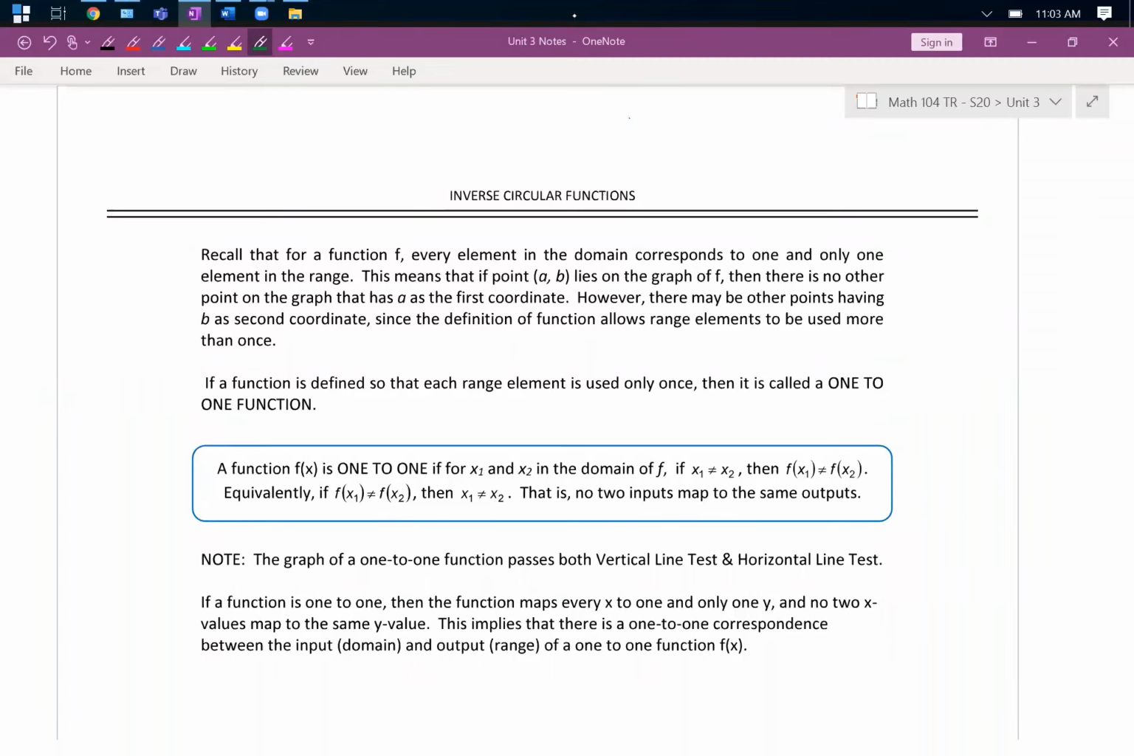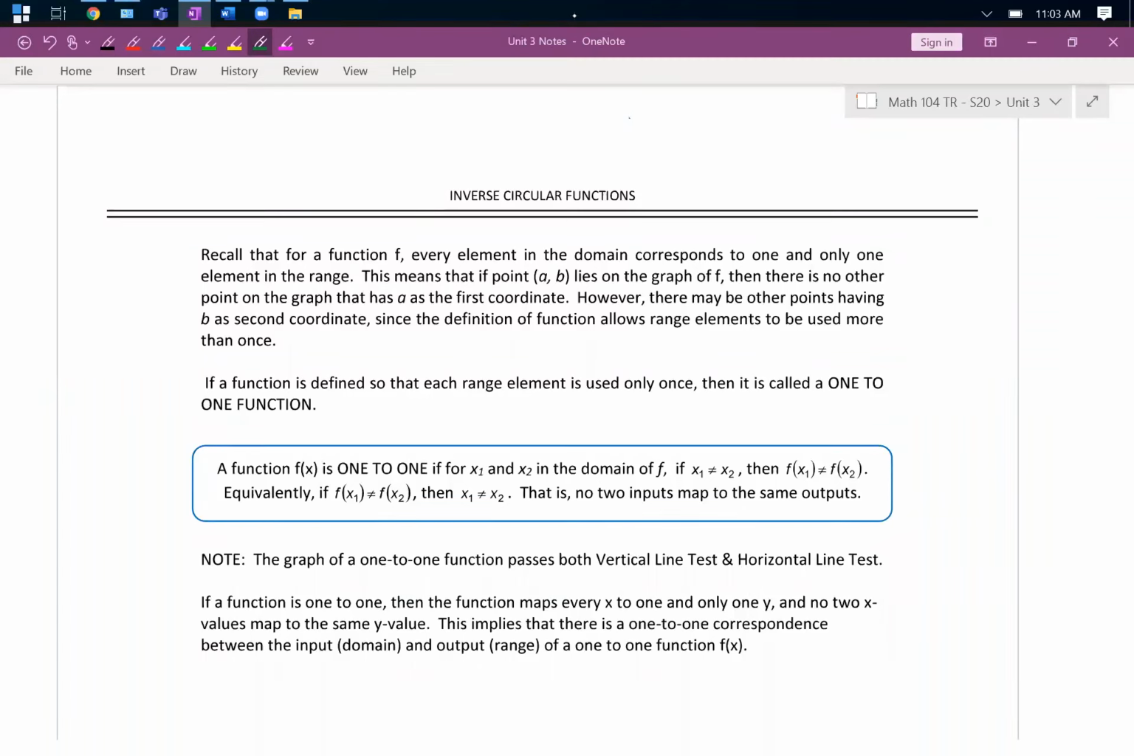So a function f of x is one-to-one if for x1 and x2 in the domain of f, if x1 does not equal x2, then f of x1 won't equal f of x2. Equivalently, if f of x1 doesn't equal f of x2, then x1 won't equal x2 either. So no two inputs map to the same outputs. Say one-to-one correspondence: one x, one y, no repeats. Please note that the graph of a one-to-one function passes the vertical line test as well as the horizontal line test.